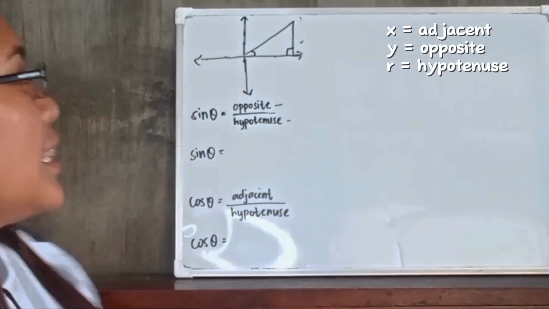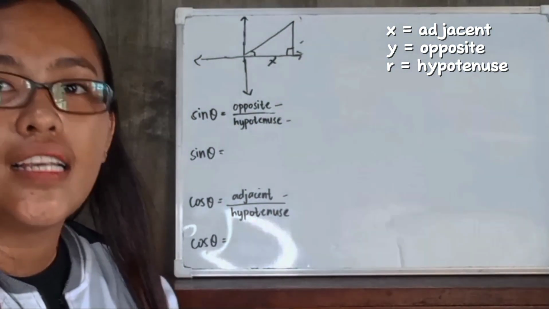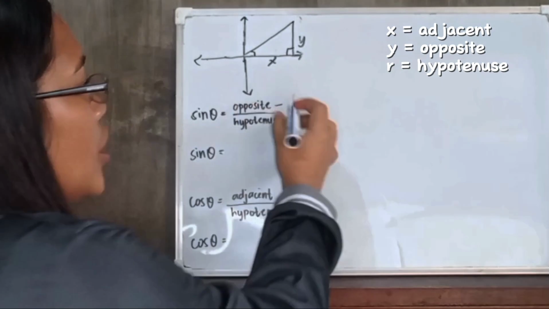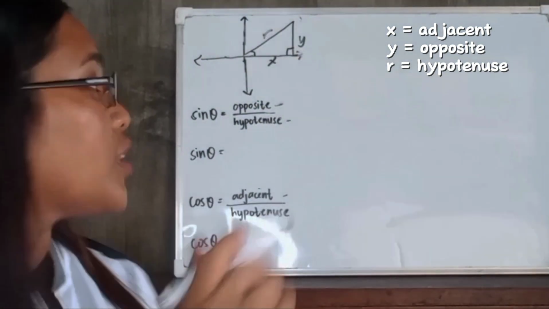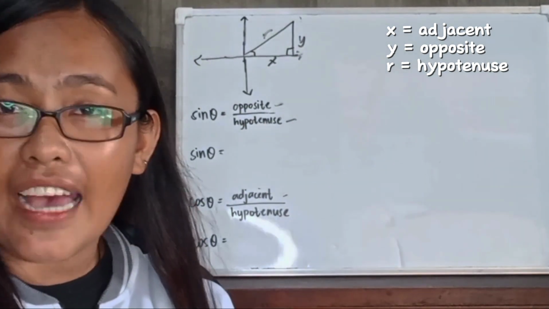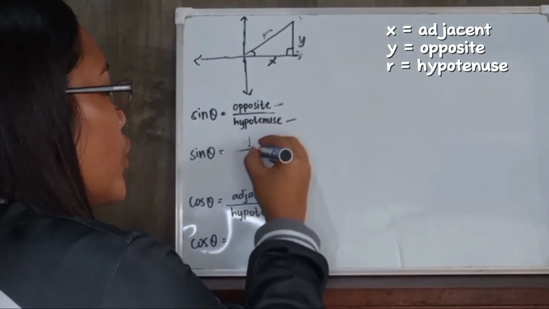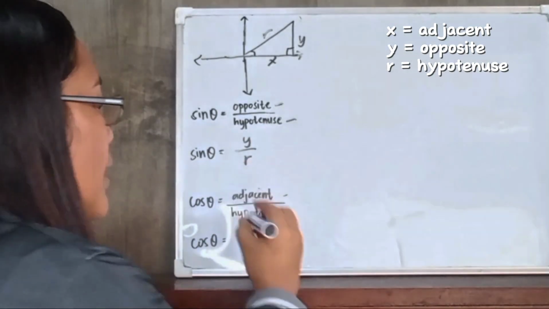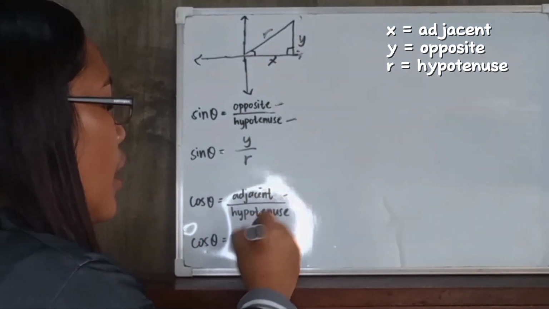Let's assume that x here represents the adjacent side of the triangle, and y here represents the opposite side, while r here represents the hypotenuse. By that, we can say that sine theta is equal to y over r, while cosine theta is equal to x over r.